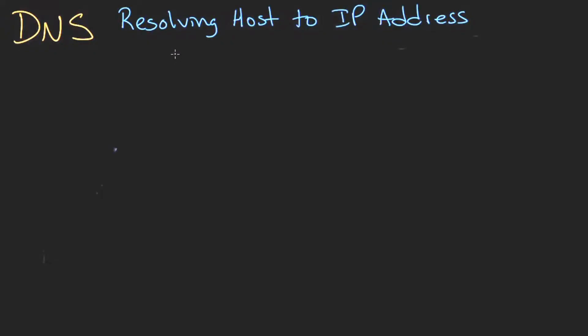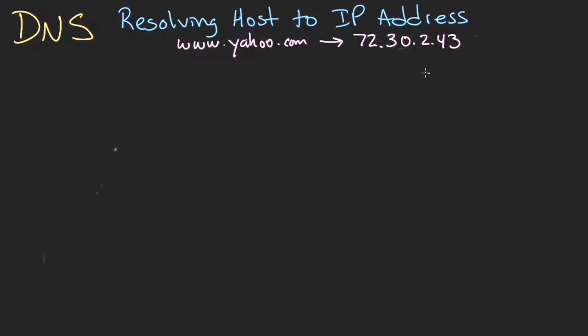When you type a web address into a web browser like www.yahoo.com, your computer needs to turn that into an IP address so that it can contact that web server and deliver the web page to you. This is called a forward lookup because we're turning a host name into an IP address.